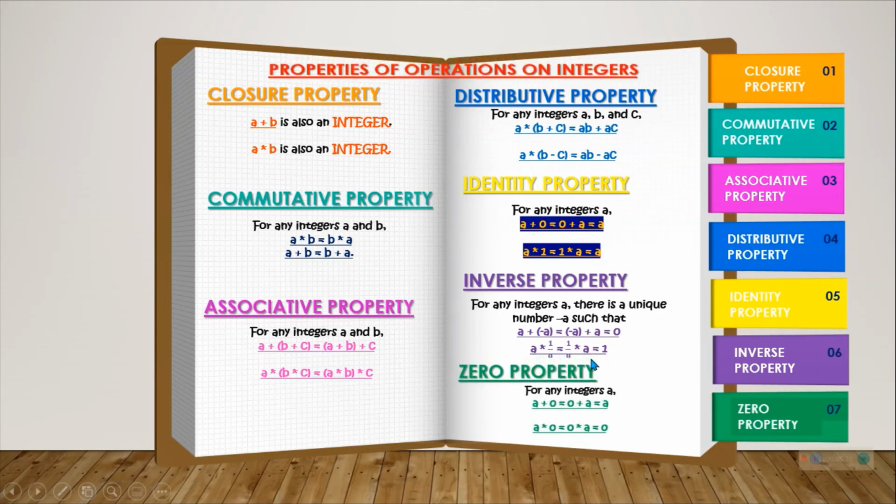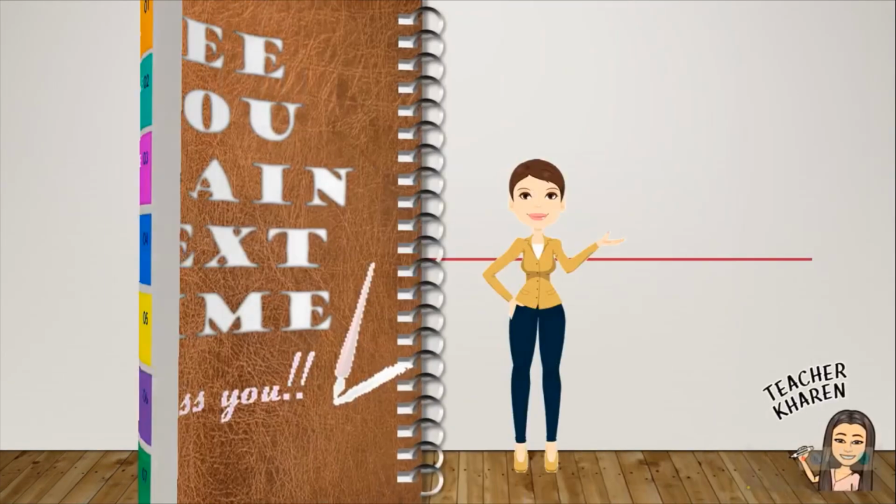And the last one is zero property. A plus 0 is equal to 0 plus A is equal to the given number. And then A times 0 is equal to 0 times A is equal to 0. That is zero property. That's the 7 properties of operation on integers.